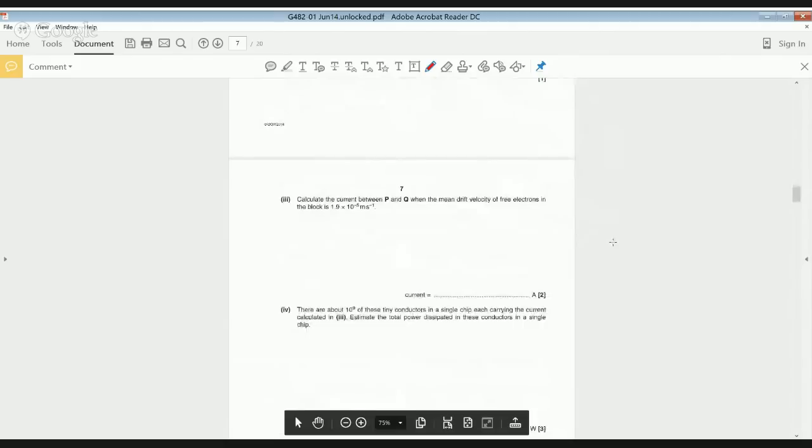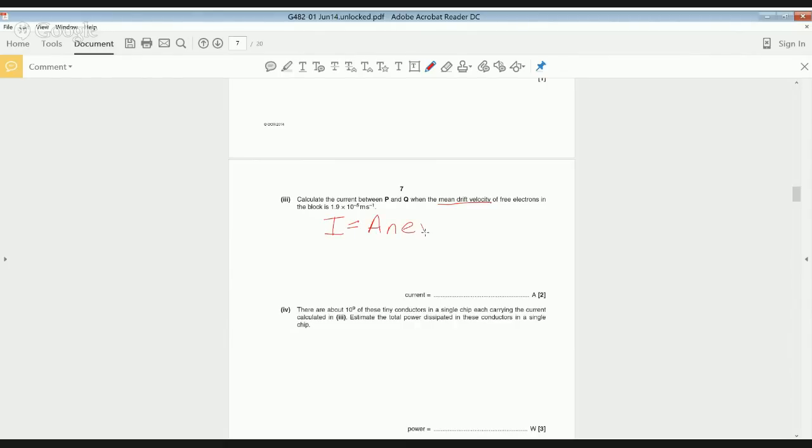Calculate the current between P and Q when the mean drift velocity of free electrons in the block is 1.9 times 10 to the minus 5 meters per second. The clue for which equation to select is right here, the mean drift velocity. We only have one equation that uses the mean drift velocity, and that is I equals A n e v, where v is the mean drift velocity. We don't need to rearrange anything, and we have all the information we need.